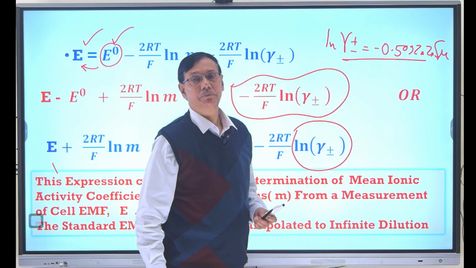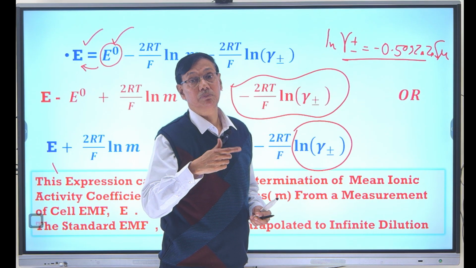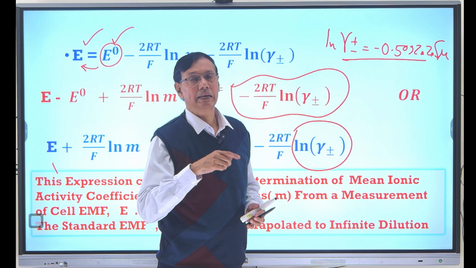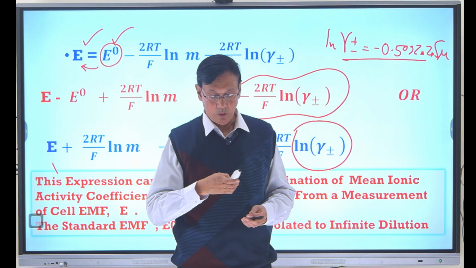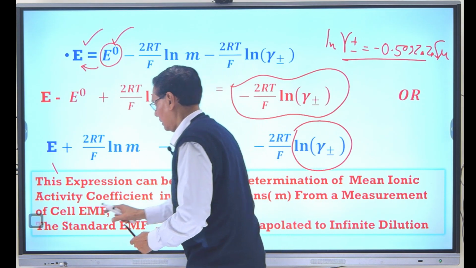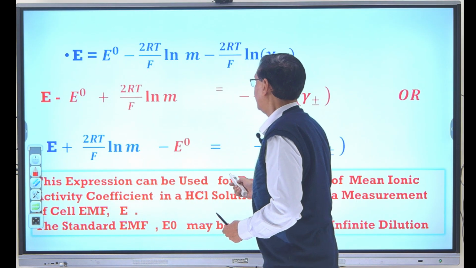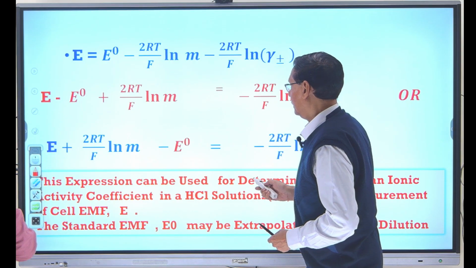So now after this final equation, I have to substitute the value of the Debye-Huckel limiting law in that equation. But the question arises, which type of Debye-Huckel equation can we use? It is the extended form of the Debye-Huckel limiting law. So this is the last part.